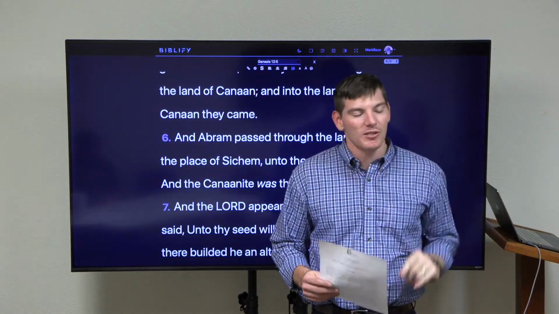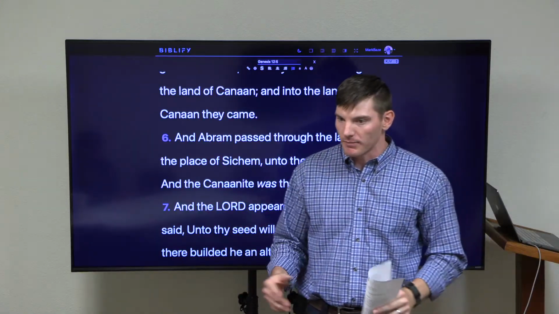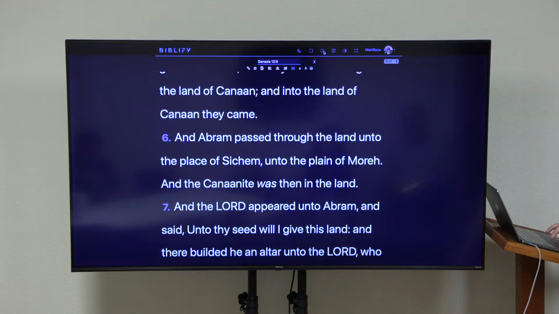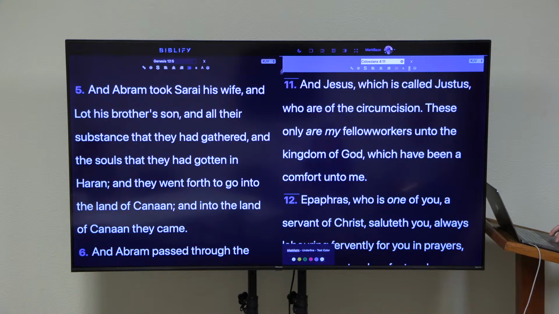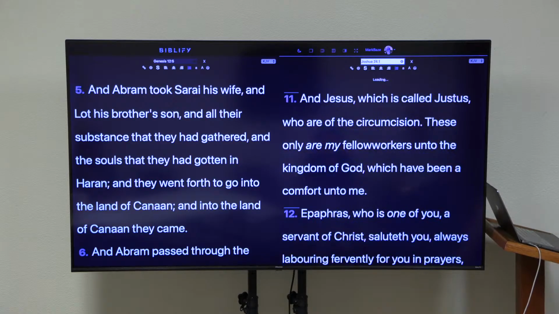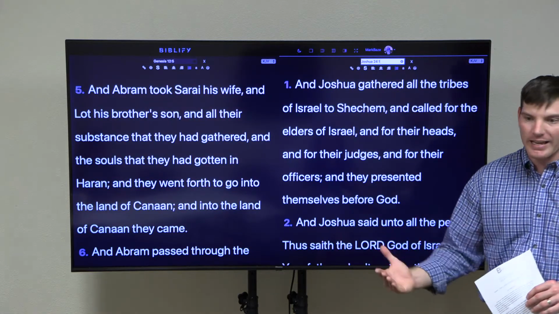The next time you see Shechem, well, I shouldn't say that, but one of the major times you see Shechem is in Joshua chapter 24. And Joshua chapter 24 is actually quite an interesting passage. It's once Joshua has conquered much of the land of Canaan. Not all of it, but much of it. And it's about time for each tribe to go to their own allotted land.